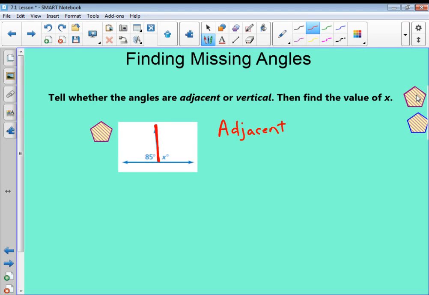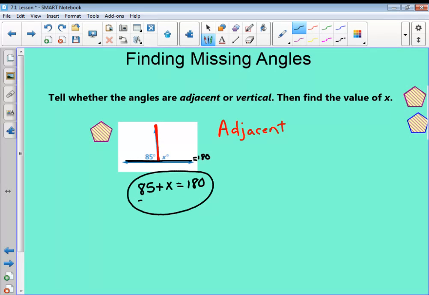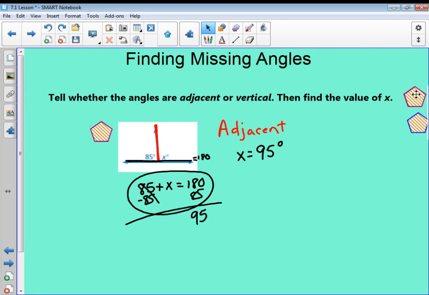Now we have to figure out what x is. So we have to understand that a straight line right here equals 180. So I have 85 and x, so 85 plus x equals 180. Now, many of you will just say, well, I'm going to take 180 minus 85. And some of you might have to set it up this way and do the algebraic process. Okay, if you want to use a calculator for this, you can. But when I subtract that out, I find out that x equals 95 degrees. Okay? All right, let's go ahead and try another one.